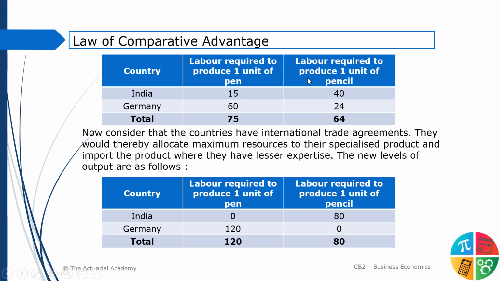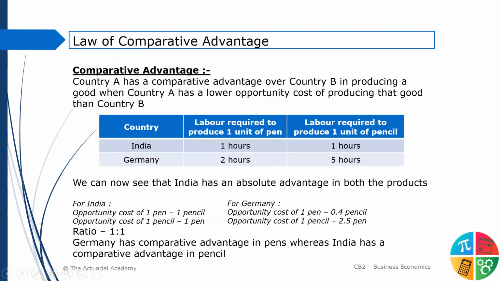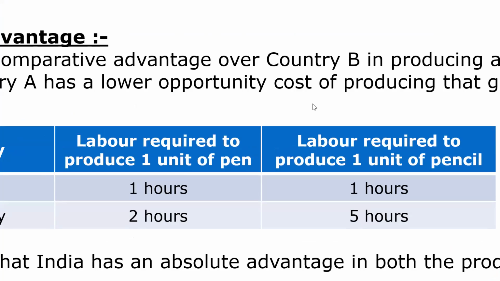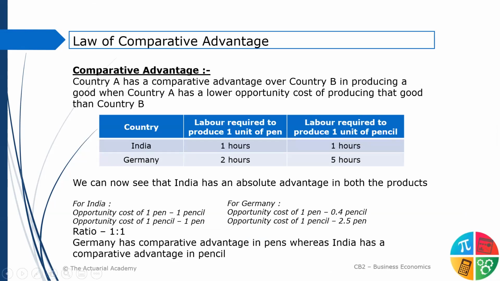So we saw that if trade agreements exist between two countries, then when the countries do not trade with each other, as compared to when they start trading, there is a significant increase in the output of both pens as well as pencils, benefiting both countries. Moving on to comparative advantage. What's the difference between absolute advantage and comparative advantage that we will be looking at in this session?